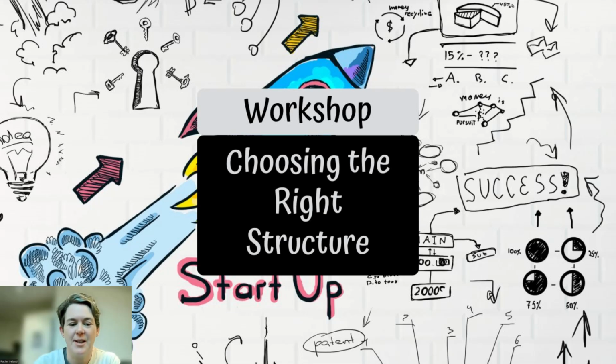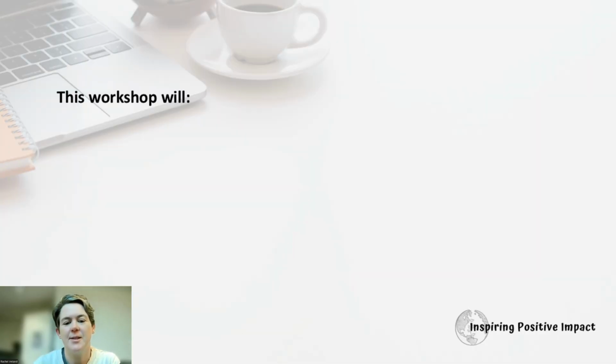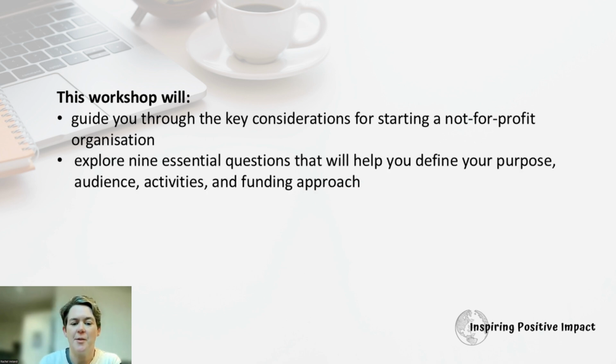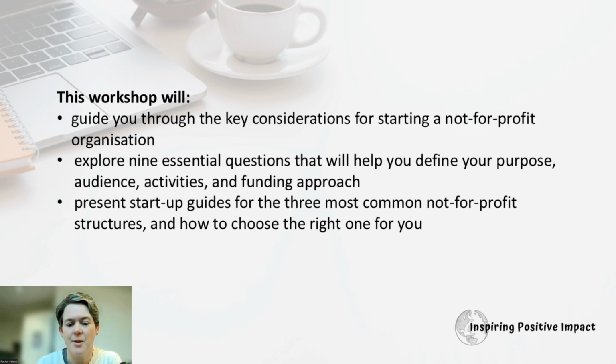Choosing the right structure. This workshop is designed to guide you through the key considerations for starting a not-for-profit organisation. We'll begin by exploring 9 essential questions that will help you to define your purpose, audience, activities and funding approach. Then we'll look at startup guides for the 3 most common not-for-profit structures and how to choose the right one for you. There's also a downloadable PDF guide to support you.